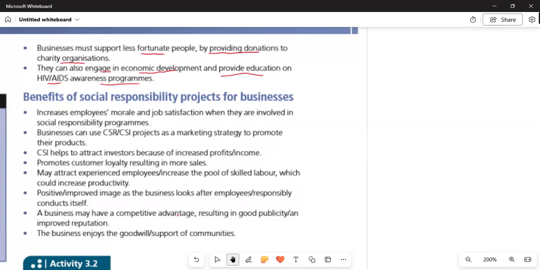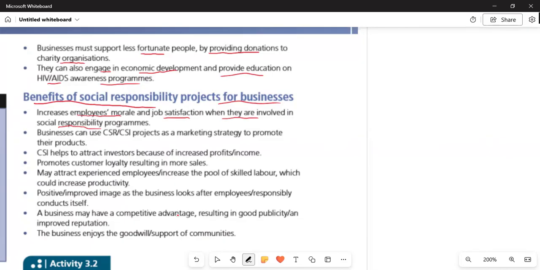So that is that. Now on to the benefits of social responsibility projects for the business. Is the business going to benefit from giving back to the community? Yes. It increases employee morale and job satisfaction when they are involved in social responsibility. Once the employees are involved, their morale is going to increase. Once their morale is increasing, it means they are going to help the business to grow, because they are going to make sure that they are productive. They are going to work towards the goals of the organization.